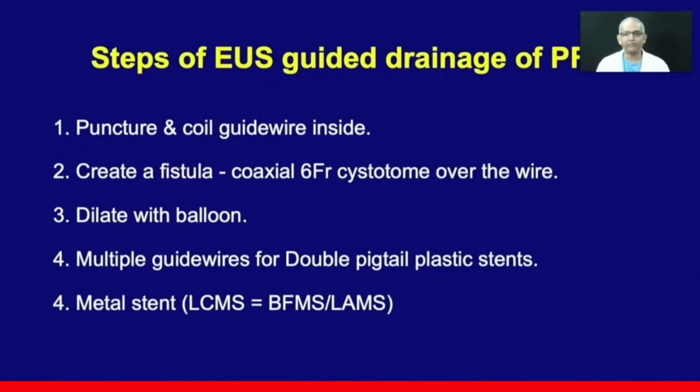The current 5-flange metal stents or lumen-apposing metal stents, together called LAMS or large caliber metal stents, are a new way to treat pancreatic fluid collections, especially walled off necrosis, which have significant debris inside. So these are the steps that we follow.